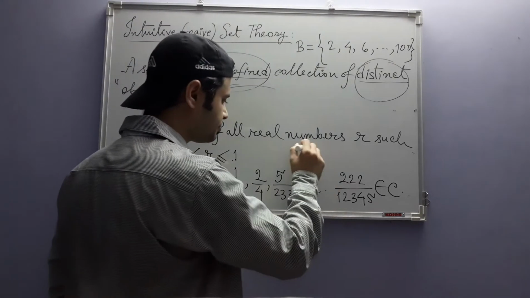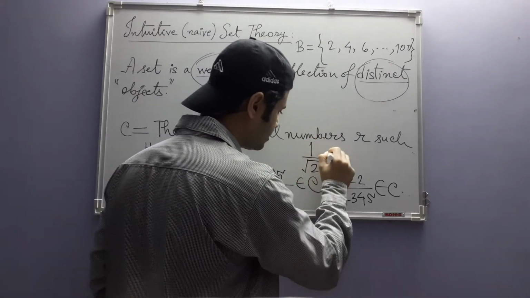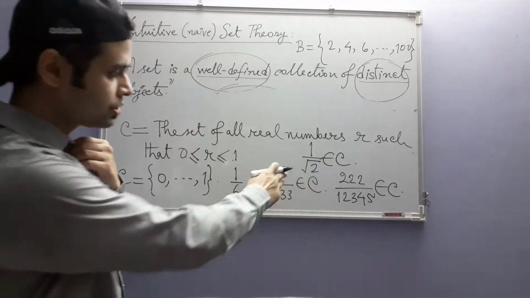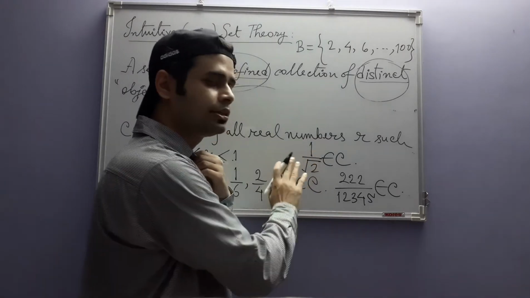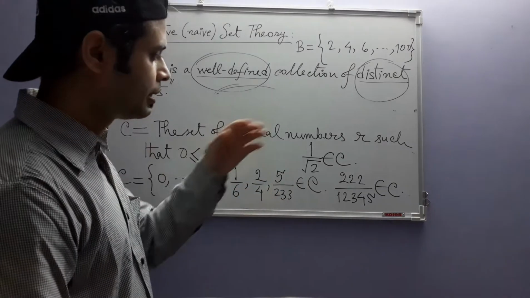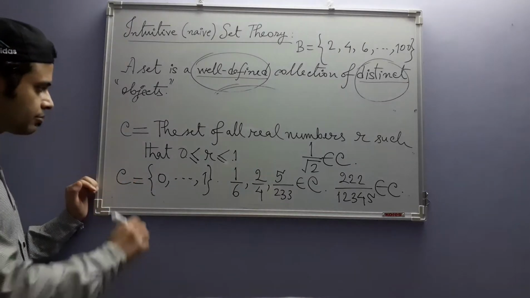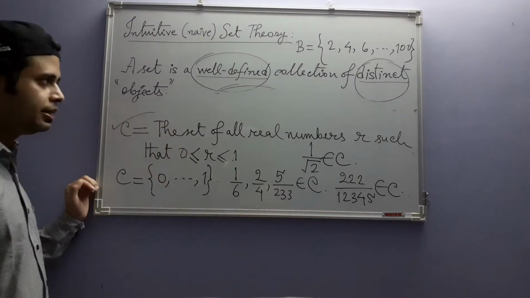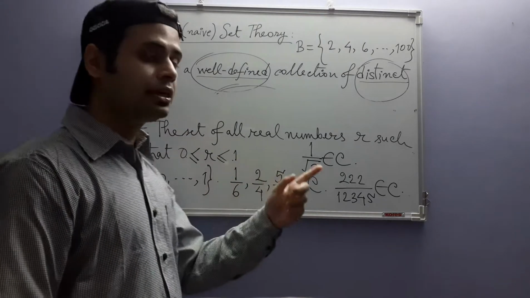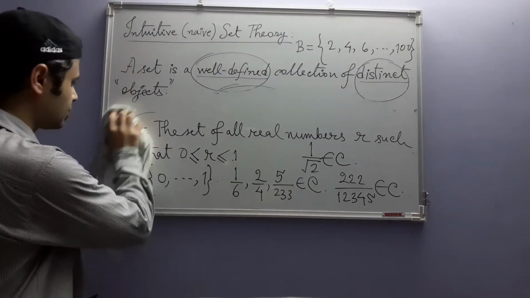For example, nothing is telling me from this notation that 1 divided by root 2 is also an element in C. And this is not a fraction, although it looks like a fraction, but it is not a ratio of two integers. It's an irrational number, it's not a rational number, and still it belongs to C. So C is far too large for roster notation. So this is where we need another notation or another method of specifying sets. So let's come to that.